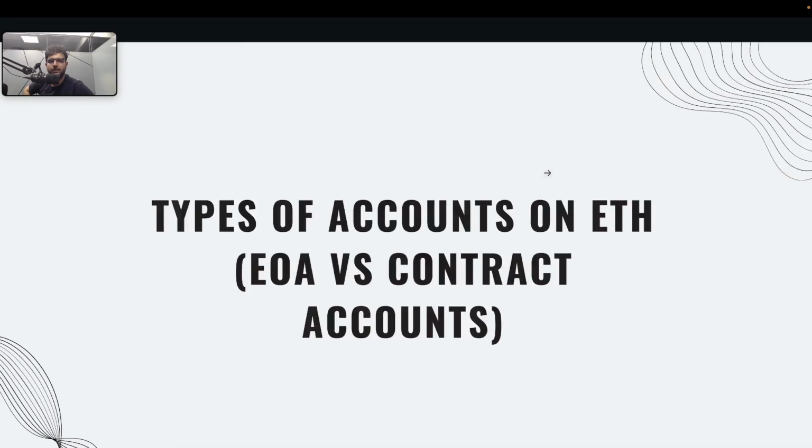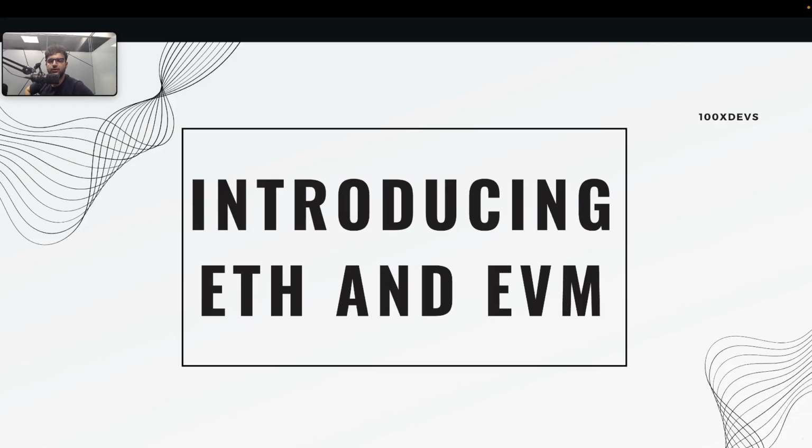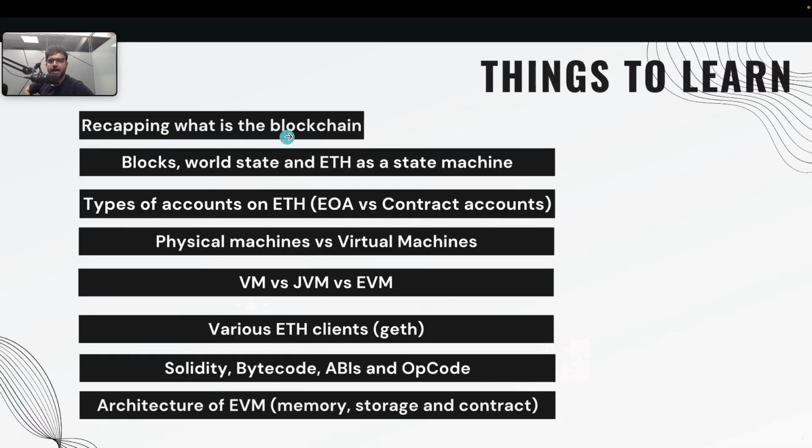What were we supposed to cover today? If I go back to the original slides, we were supposed to cover recapping what is the blockchain, blocks, world state and Ethereum as a state machine, and types of accounts. These are the three things we have covered. Slightly overwhelming, slightly this is happening for the first time. Some of it needed, some of it not needed in your Ethereum journey.